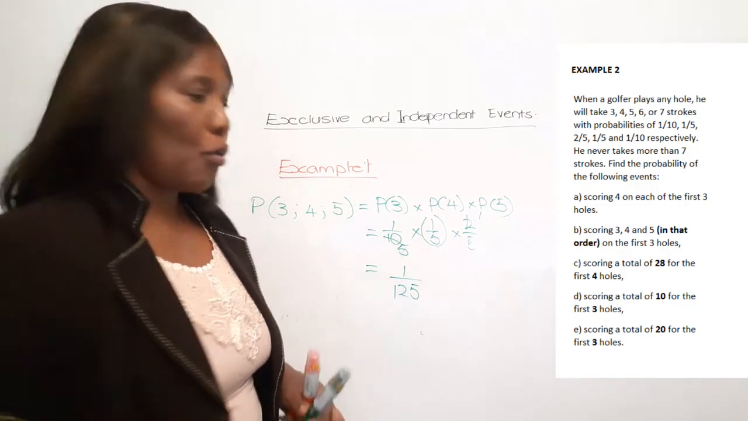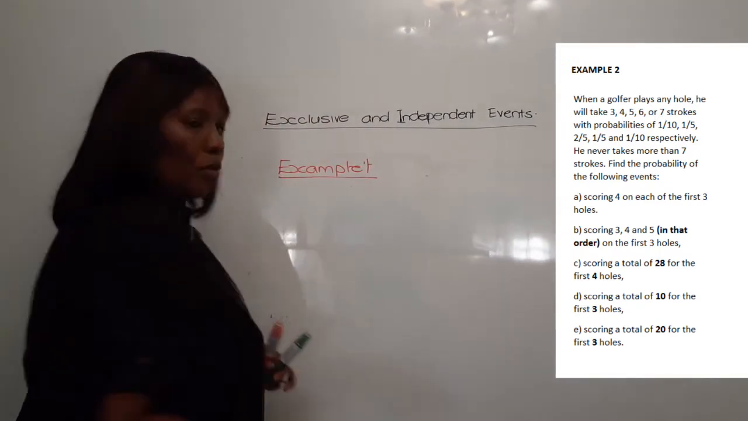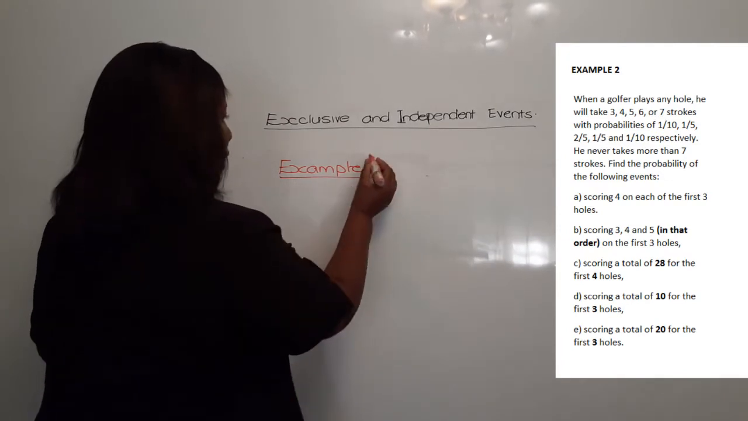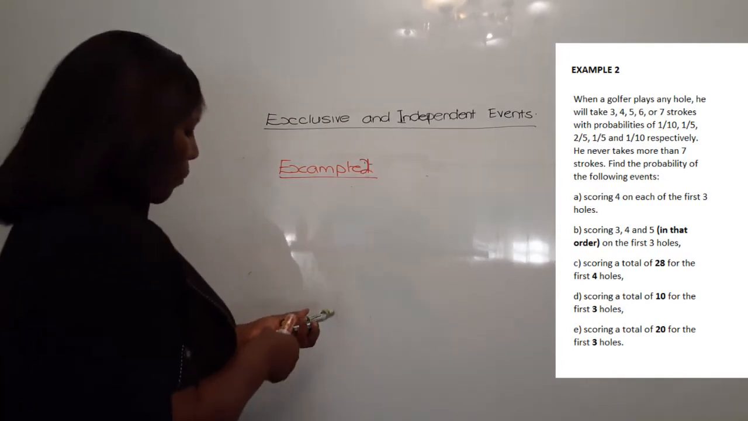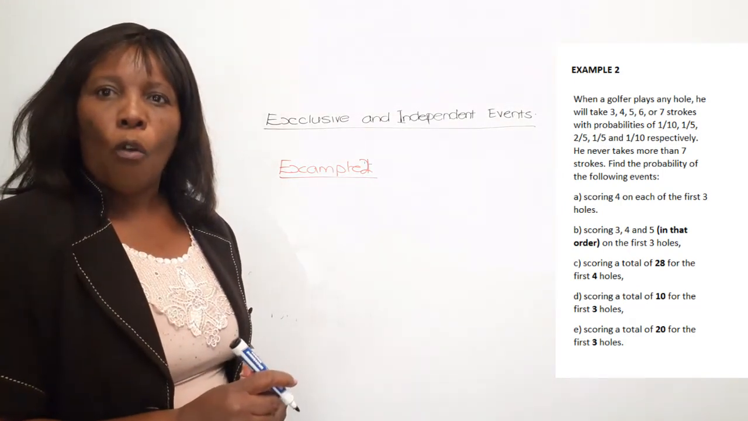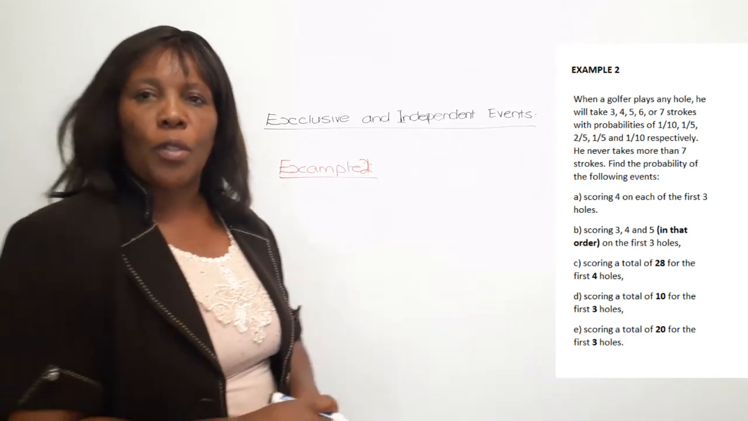I will move on to C quickly. For our example 2C, oh, by the way, we are doing example 2. For our example 2C, we have got scoring a total of 28 for the first 4 holes. Here you need to think a bit.